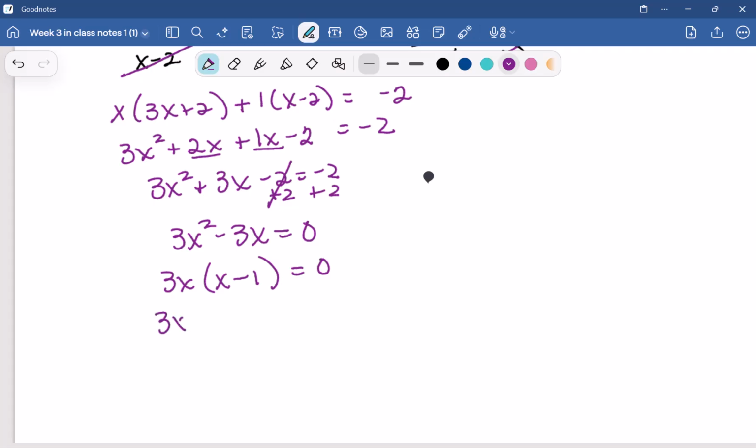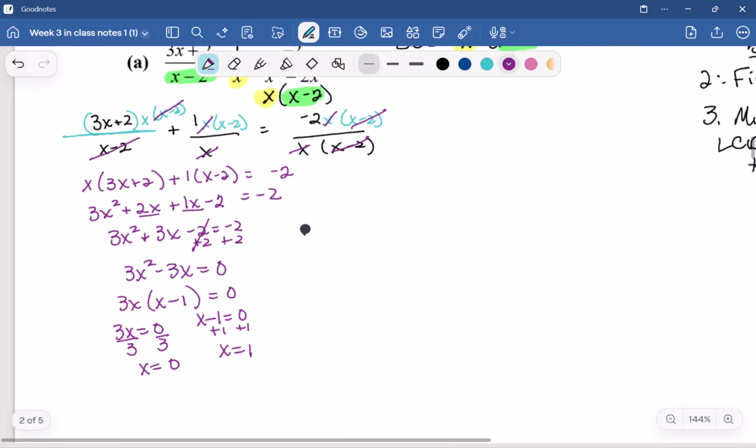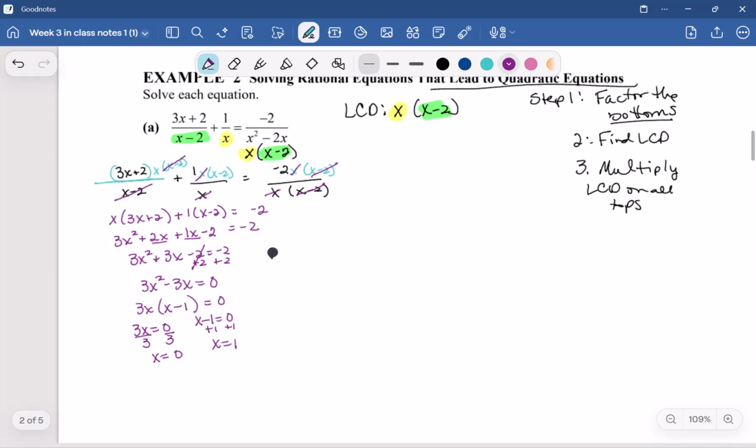I set them both separately equal to 0. So I have divide by 3. 0 divided by 3 is 0. Add 1. X equals 1. Now, feel free to slow me down, speed me up, whatever you want to do.